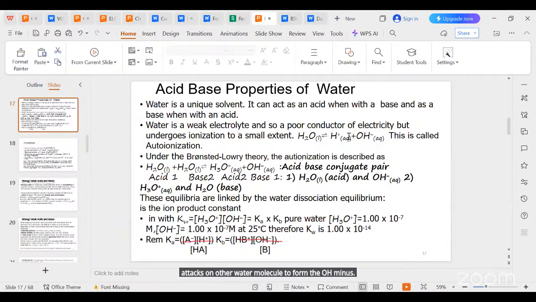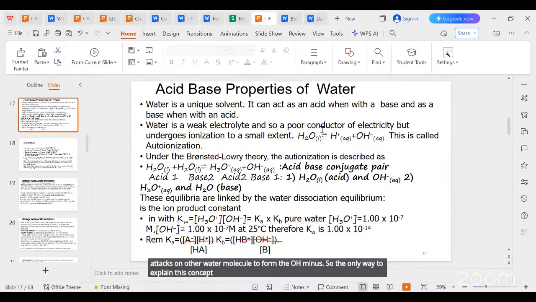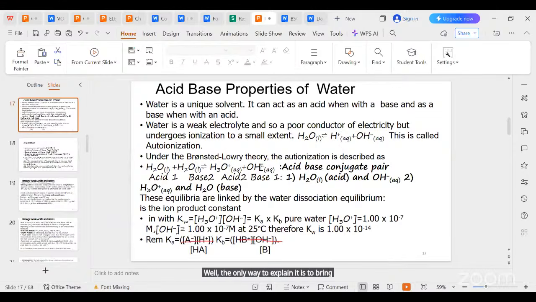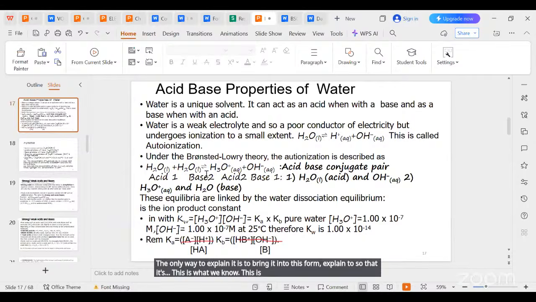So the only way to explain this concept using the Arrhenius theory, this and this equation are the same, but the only way to explain it is to bring it into this form. This is what we know. This and this are the same thing. This is like an expanded explanation of this. And so based on this, we could write this equation that if this happens in a balanced equilibrium system, where everything is going back and forward and is balanced, this is what will happen.